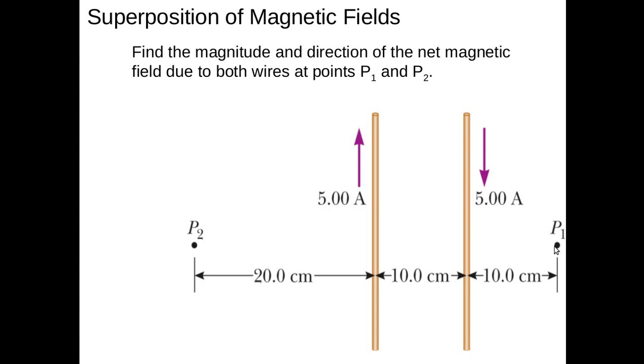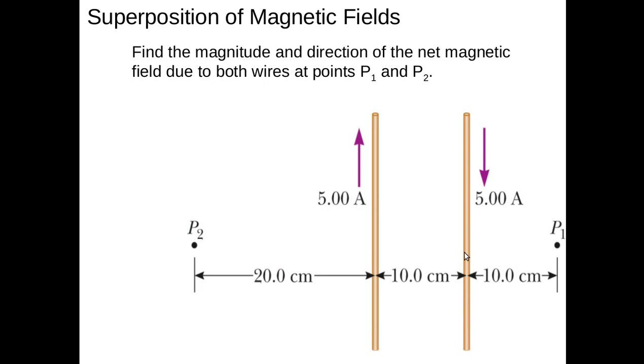Now what we also notice is that this wire is closer to P1 than this wire. So I actually have two different R values. When I'm calculating the magnetic field, I have to use 20 centimeters when I'm dealing with this wire, and I have to use 10 centimeters when dealing with this wire.